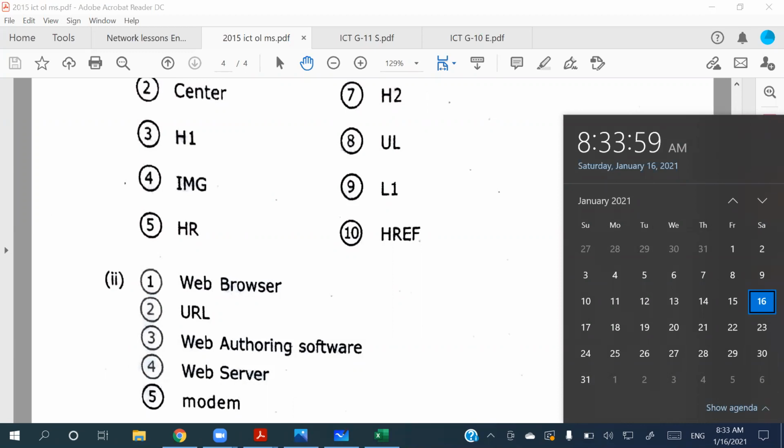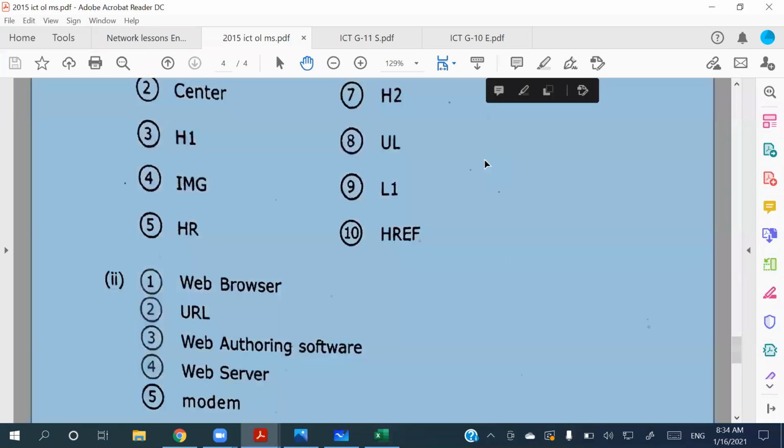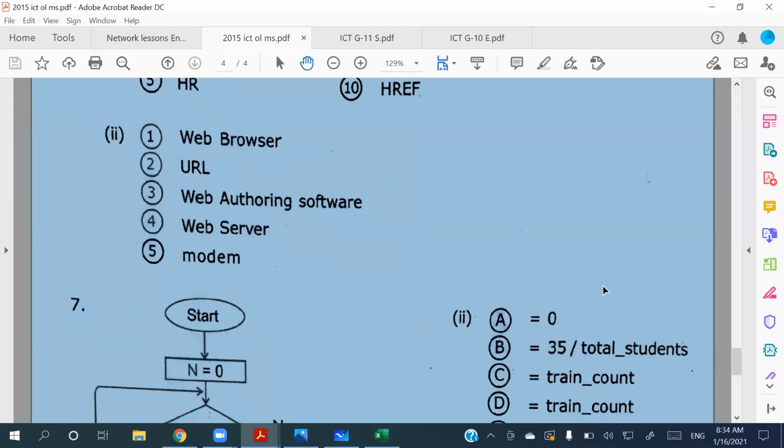So get prepared. You have another 6 weeks for your examination paper. So don't expect whether it is going to be postponed. It is there anyway, right? So get prepared, right?